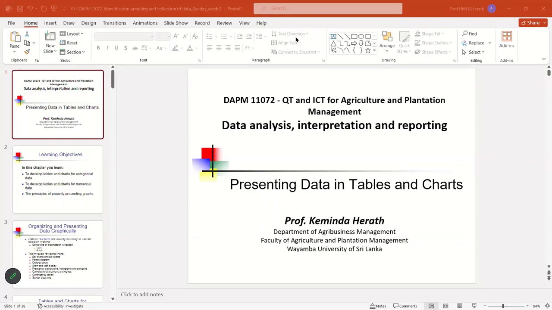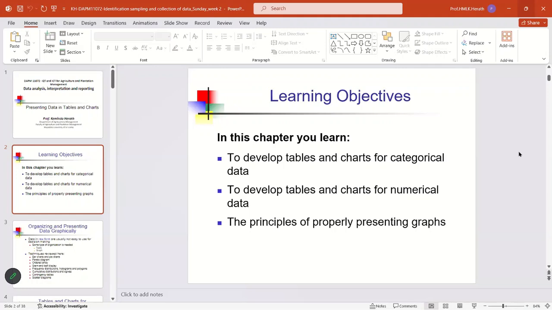Okay, right. So here are the learning outcomes. What you learn from this class: we will be talking about how to develop tables and charts for categorical data, how to develop tables and charts for numerical data, and the principles of properly presenting graphs. So this is what we will be learning.